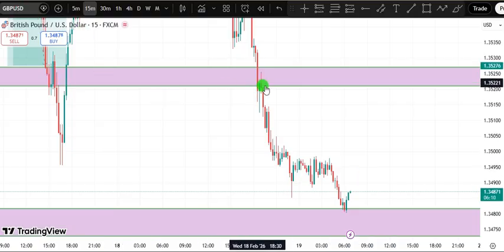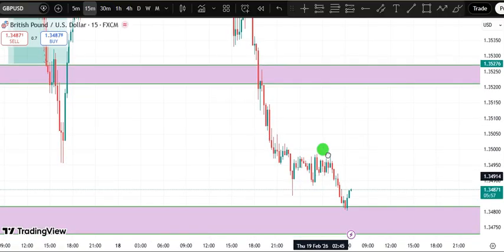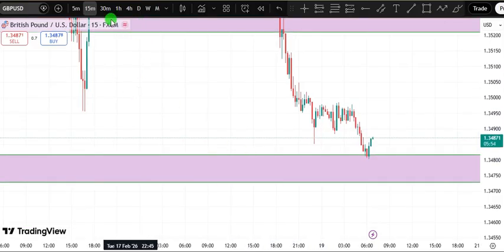I was expecting a little bit of consolidation around this level, so I could go short, then put stop loss and take profit. But that didn't happen. When I saw it, it was already somewhere around this level, and there was no way I could take that trade. So I didn't take a trade on pound dollar yesterday.